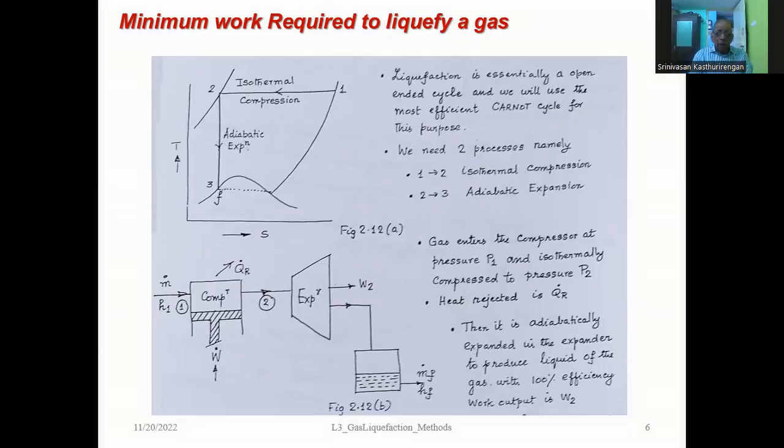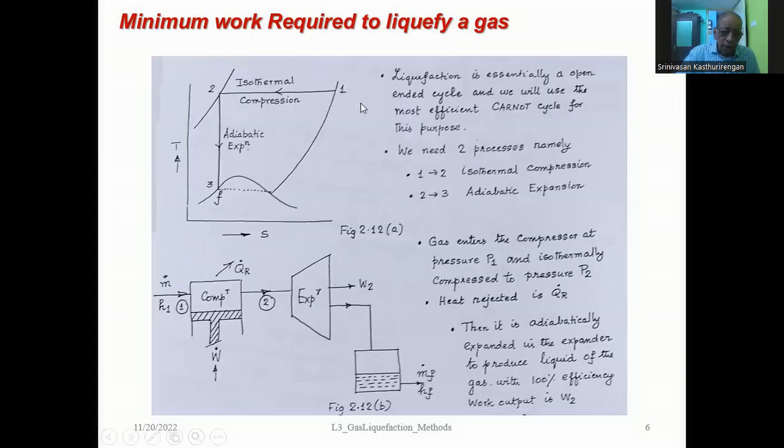Now, of these four processes, we will utilize only two processes for doing the liquefaction. In this case, liquefaction essentially is an open-ended cycle because you are going to withdraw the liquid, and we will use the most efficient Carnot cycle for this purpose. We use only the two processes. Please see the diagram here in the TS diagram. The process 1 to 2 represents the isothermal compression.